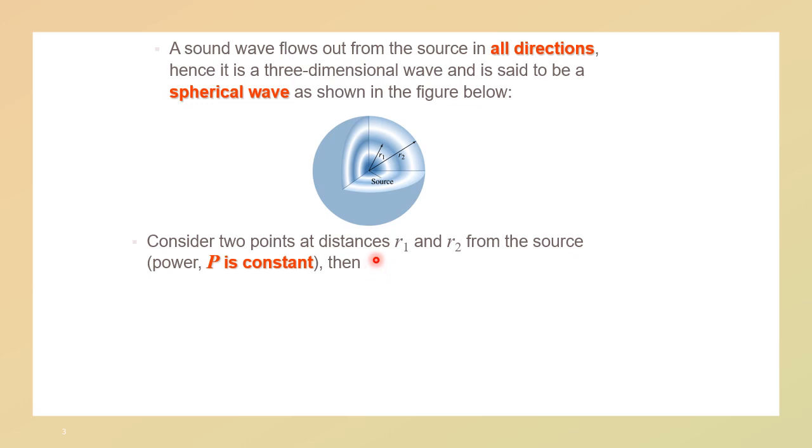Consider 2 points at distance R1 and R2 from the source where power P is constant. Then sound intensity I equals power over area. Since the shape is spherical, the area for the sphere is 4 pi r squared. So for R1, the sound intensity is I1. So I1 equals P over 4 pi R1 squared.